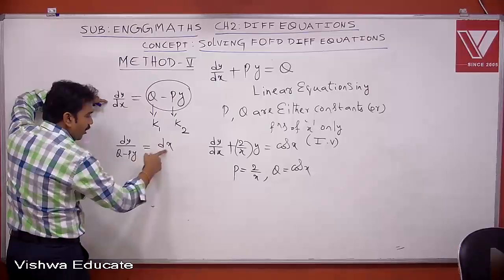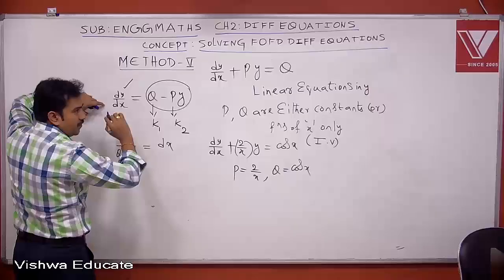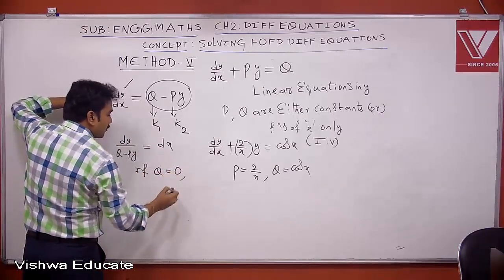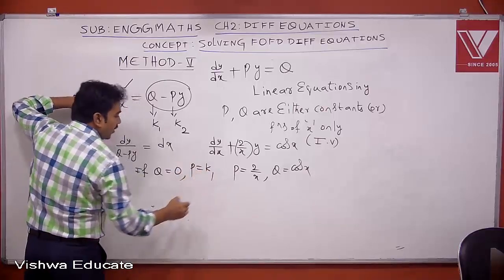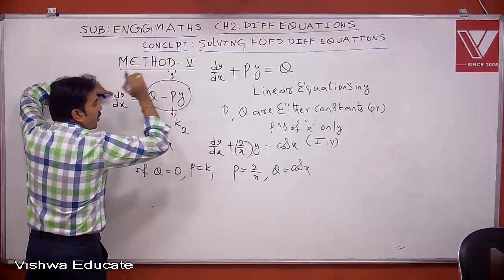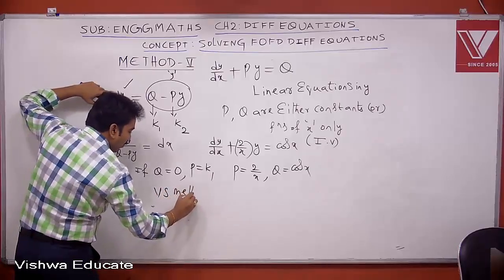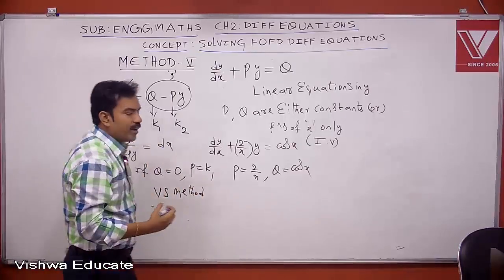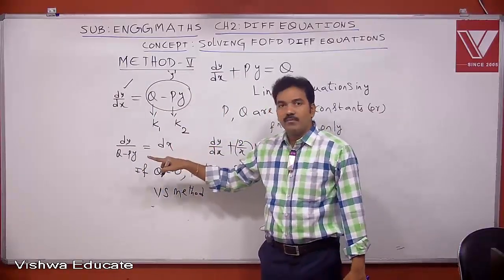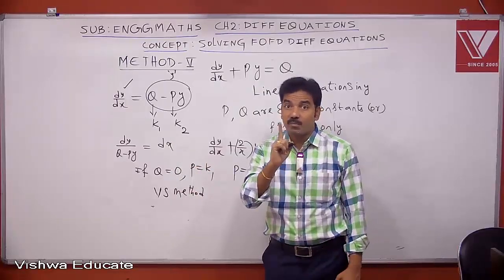So what happened, variables have been separated. Apply integration on both sides, then you will get the general solution of this equation. Now this is very clear. Suppose even if q is 0 and p is some constant, for example k1, again this is purely a function of y only. Again you can solve this by using the variable separable method. Now these two are very simple cases. If p and q both are constants, then cross multiply this equation, then variables will be separated, then you can handle this equation by using method number 1, that is the variable separable method.